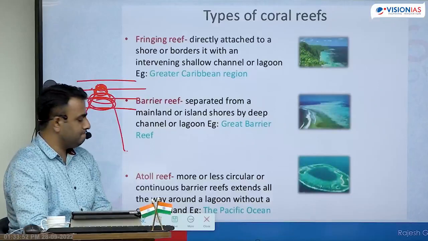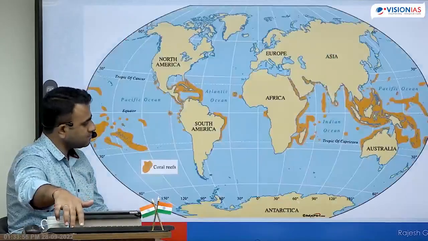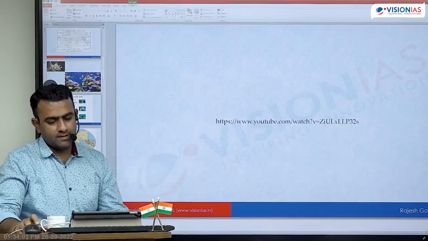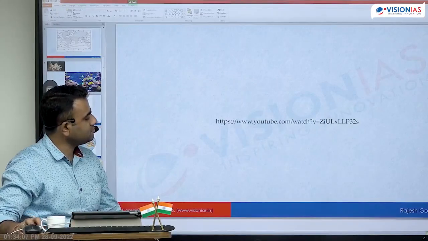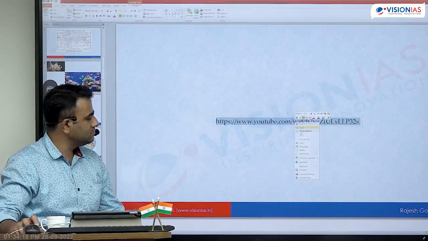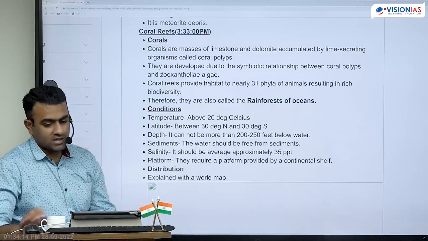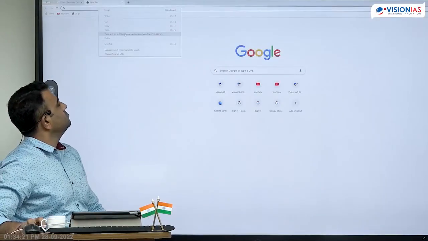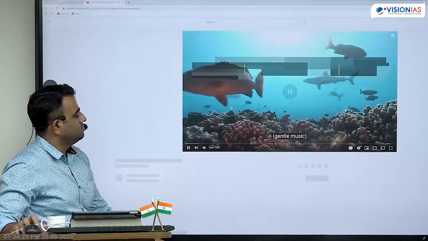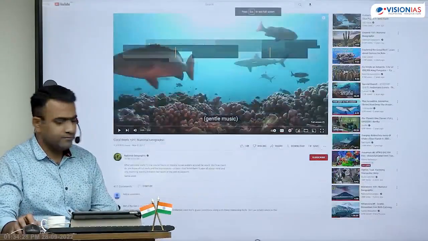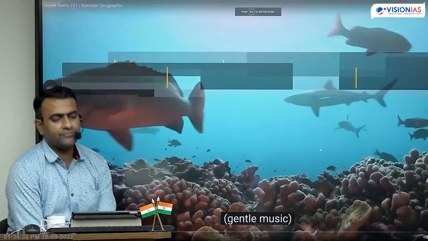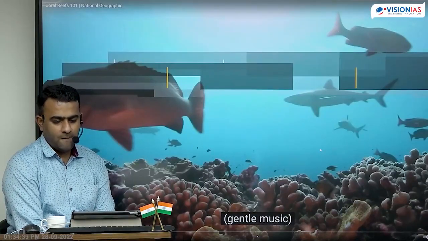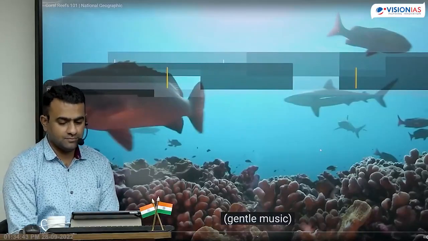Second, barrier reef. A wide coral platform located far from the coast and is separated by a lagoon. Example, Great Barrier Reef.